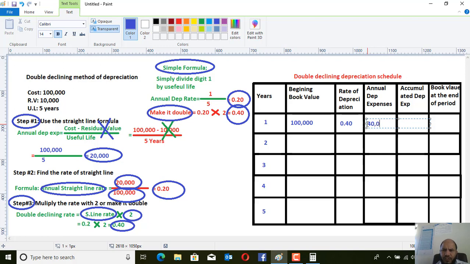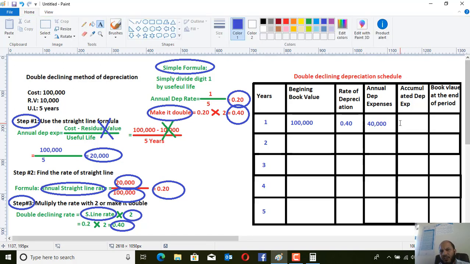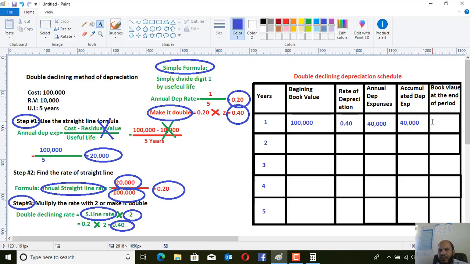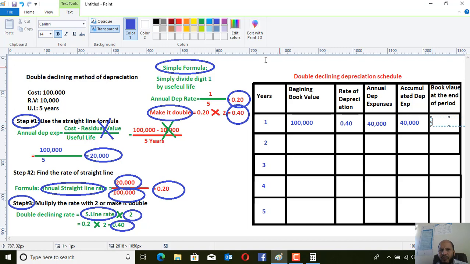when we multiply, it is equal to 40,000. So the accumulated depreciation expense is also 40,000. Okay, very good. And finally we have the book value. So how to find the book value?